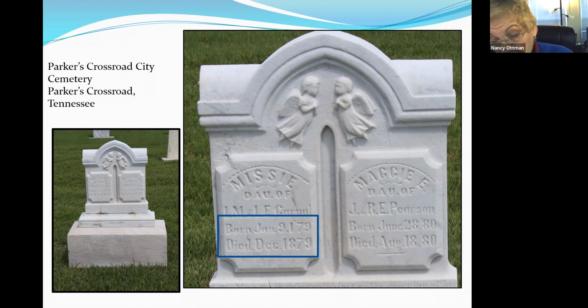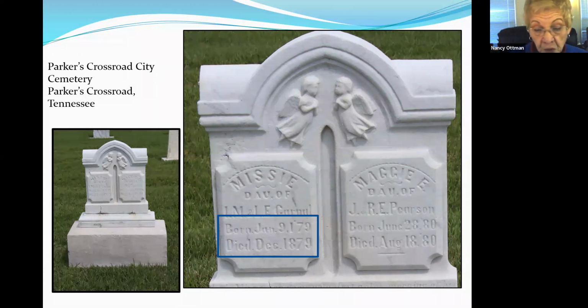Then when Maggie died, and we assume the stone was put up in 1880 when she died, rather than when Missy died. It wasn't added later, that they were put up at the same time. You can see on that one, he chose to only put in the last date, the 80. Why he didn't do that with the 79, don't know. But watch your tombstones for that kind of information.